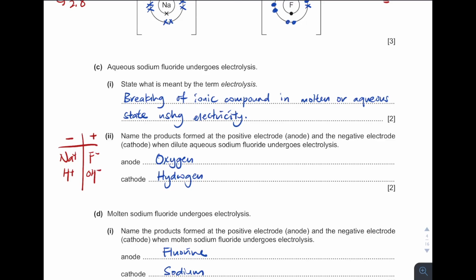You see, this is dilute. Always pick the one that's lower in the reactivity series. So which one gets selected at the cathode? Hydrogen is lower. At the anode, which one is lower? Hydroxide. But then you're asked to name the products, not the half equation. When hydroxide gets selected to be discharged, the main product produced is oxygen gas. At the cathode, hydrogen gets selected to form hydrogen gas.